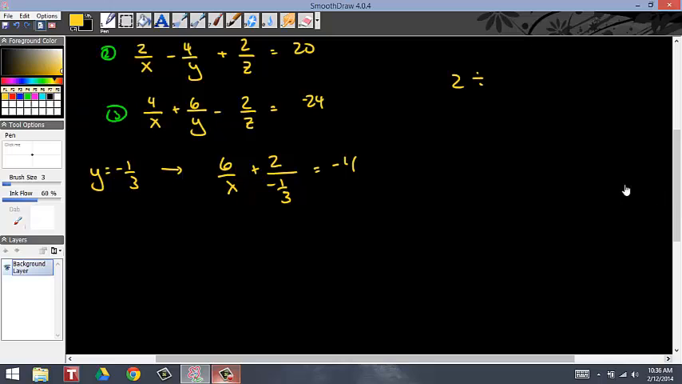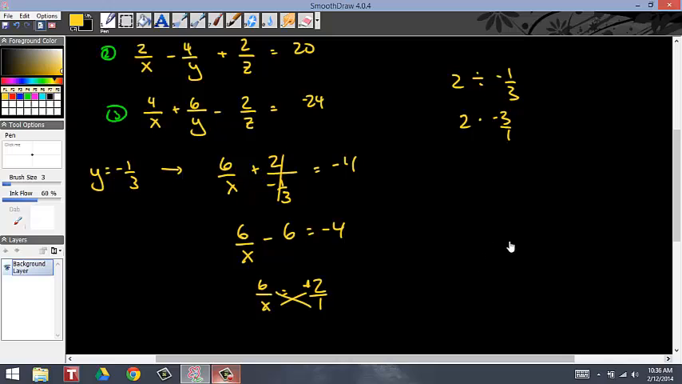2 divided by negative 1/3 is really 2 times negative 3 over 1. So that is negative 6. So 6 over x minus 6 equals negative 4. So we get 6 over x equals 2. Now I'm going to cross multiply that. So I get 2x equals 6, x equals 1/3.